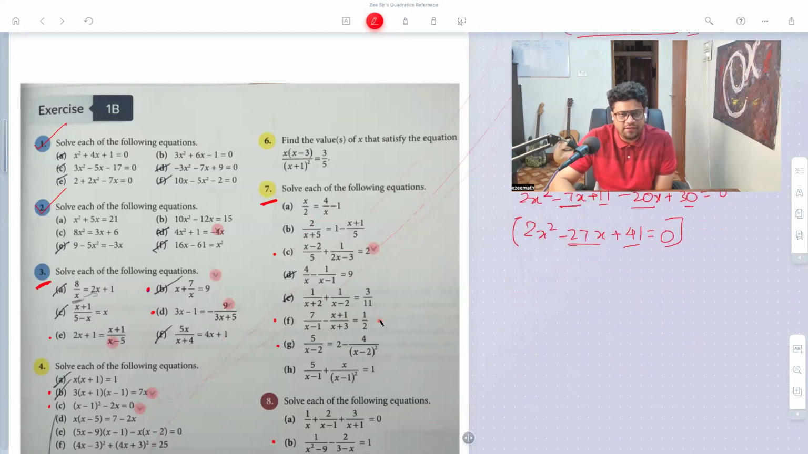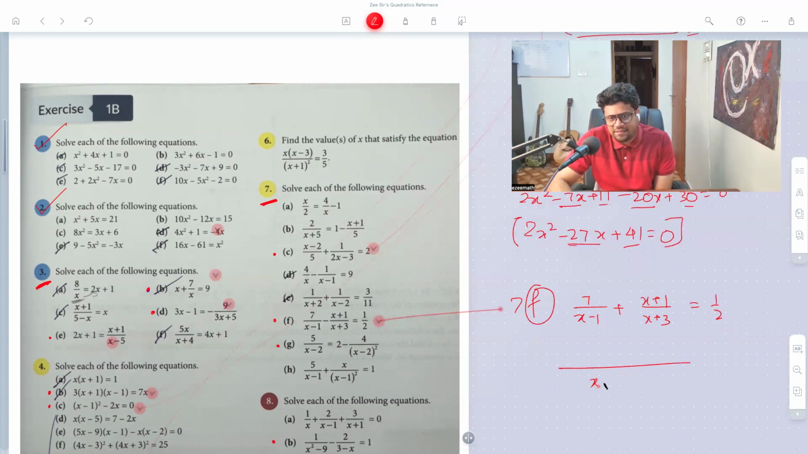Okay, let's look at 7 part F now. Well, 7 part F is supposed to be 7 divided by x minus 1 plus x plus 1 divided by x plus 3 equals 1 over 2. I'll take the LCM of x minus 1 into x plus 3. This multiplies with the 7. And this multiplies with the x plus 1.